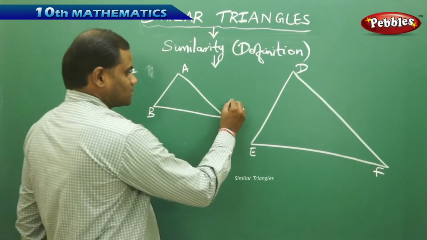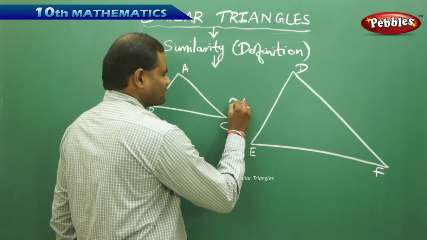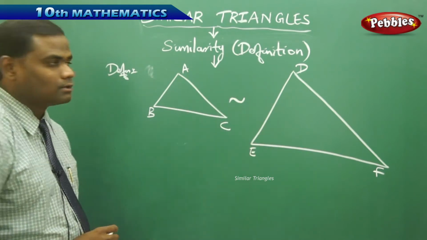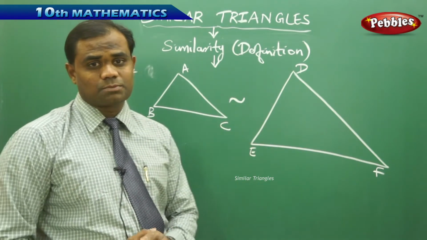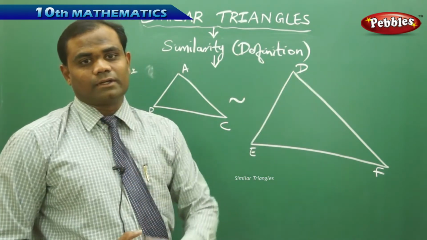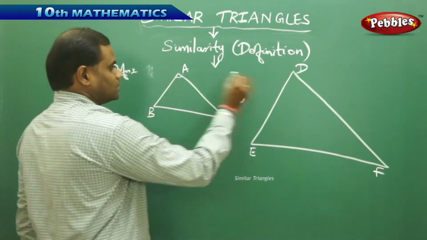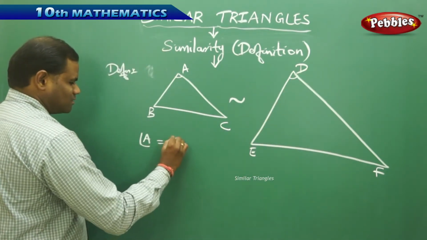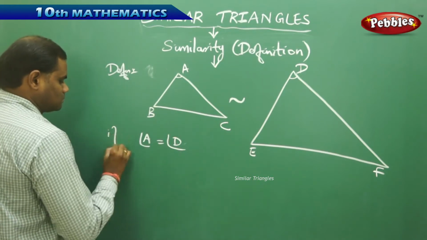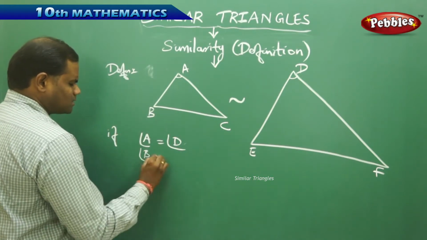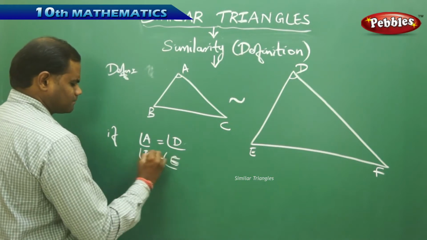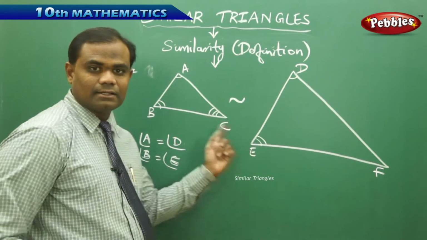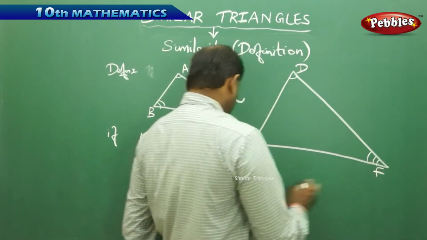Then in this case, the two triangles are said to be similar, denoted by this, if the corresponding angles are equal. Now as I have already told you about corresponding in the sense of the respective dimensions, this angle and this angle are said to be corresponding, then angle A is equal to angle D, and angle B is equal to angle E, and finally angle C is equal to angle F.